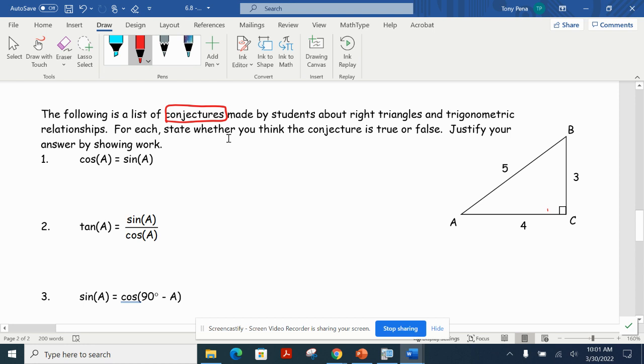And it says, for each, state whether you think that the guess is true or false, and then justify this by showing your work. All right? So if I had you find these two, so real quick, you should be able to do these two. Find the cosine of angle A, find the sine of angle A, and then pretty simple, you'll be able to identify if they are or are not equal to each other. If they're not, you're going to say that's a false statement. If it's true, you're going to say that that is a true statement.